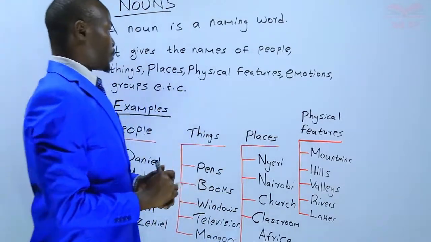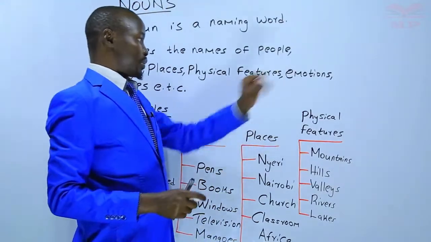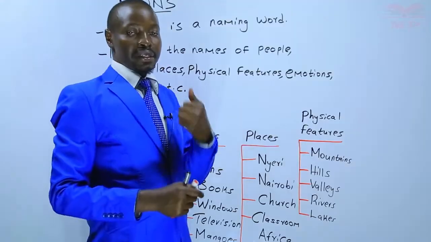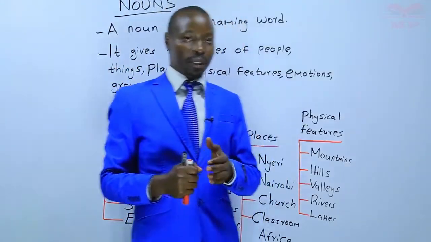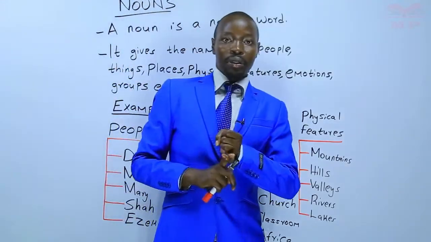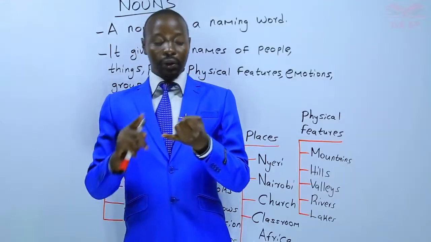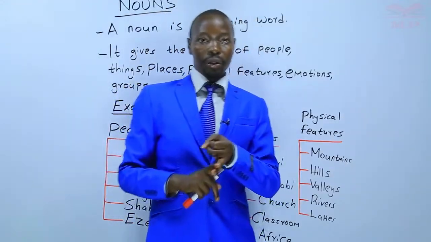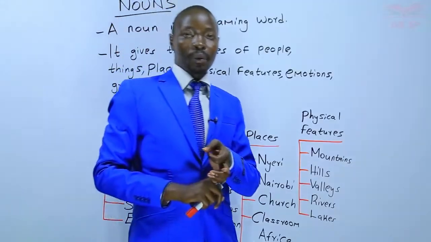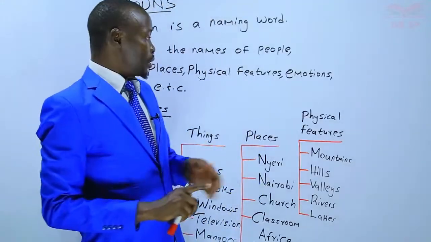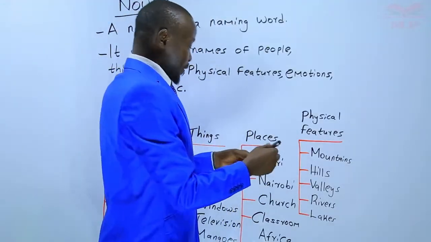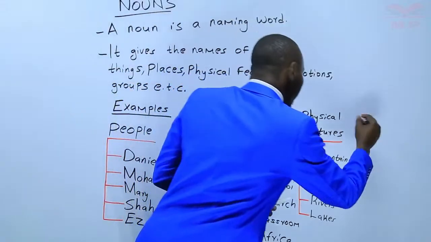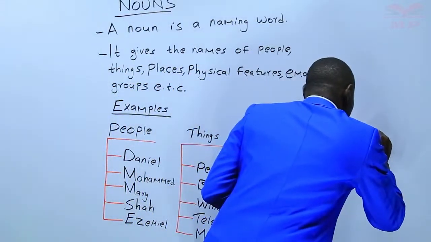The next group will be emotions. So emotions are the things you feel, whatever you feel, the outcome. For example, somebody can be happy, so the noun under the word happy is happiness. Then we have joy, we have sadness, we have excitement. So let us list these examples of the emotions.